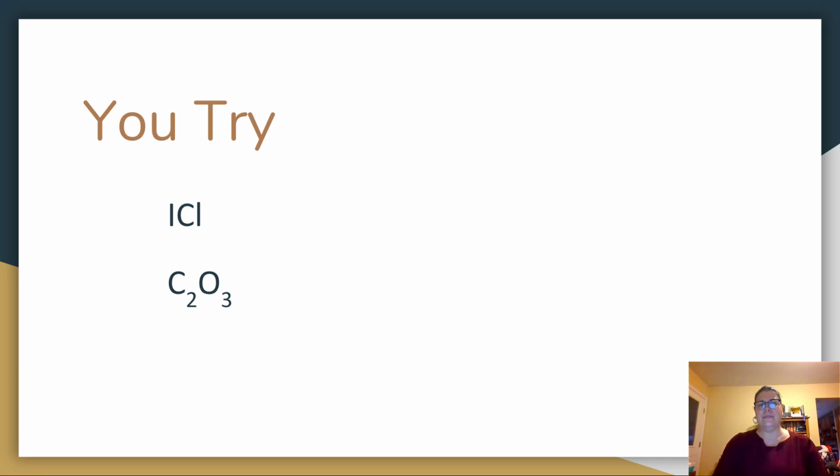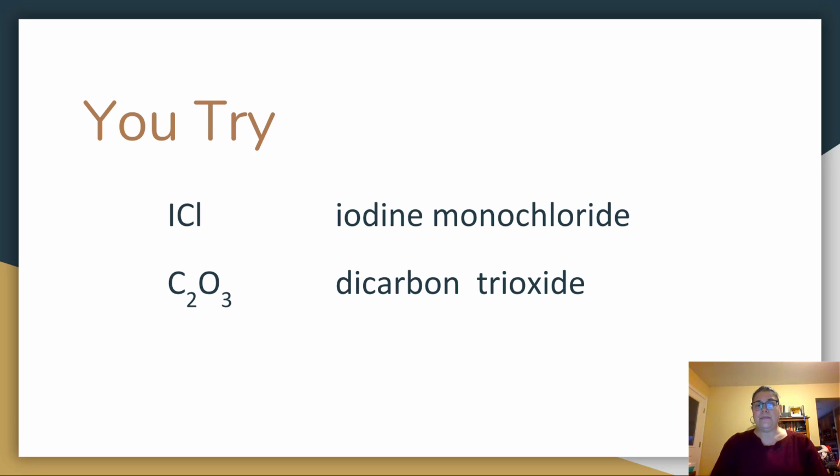Now you try. Here are 2 compounds. Stop the video, write down the names of these compounds, and come back when you're done to check your answer. Okay, now that you're back, ICl is iodine monochloride. Notice I didn't put monoiodine. And C2O3 is dicarbon trioxide.